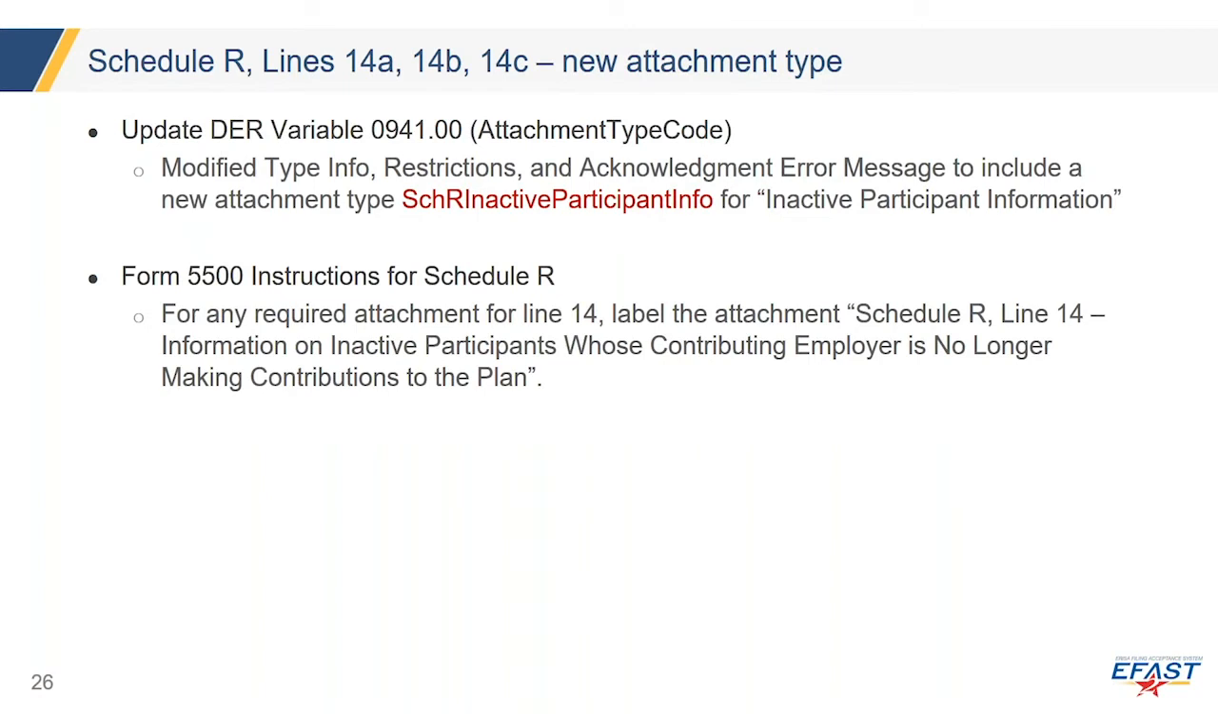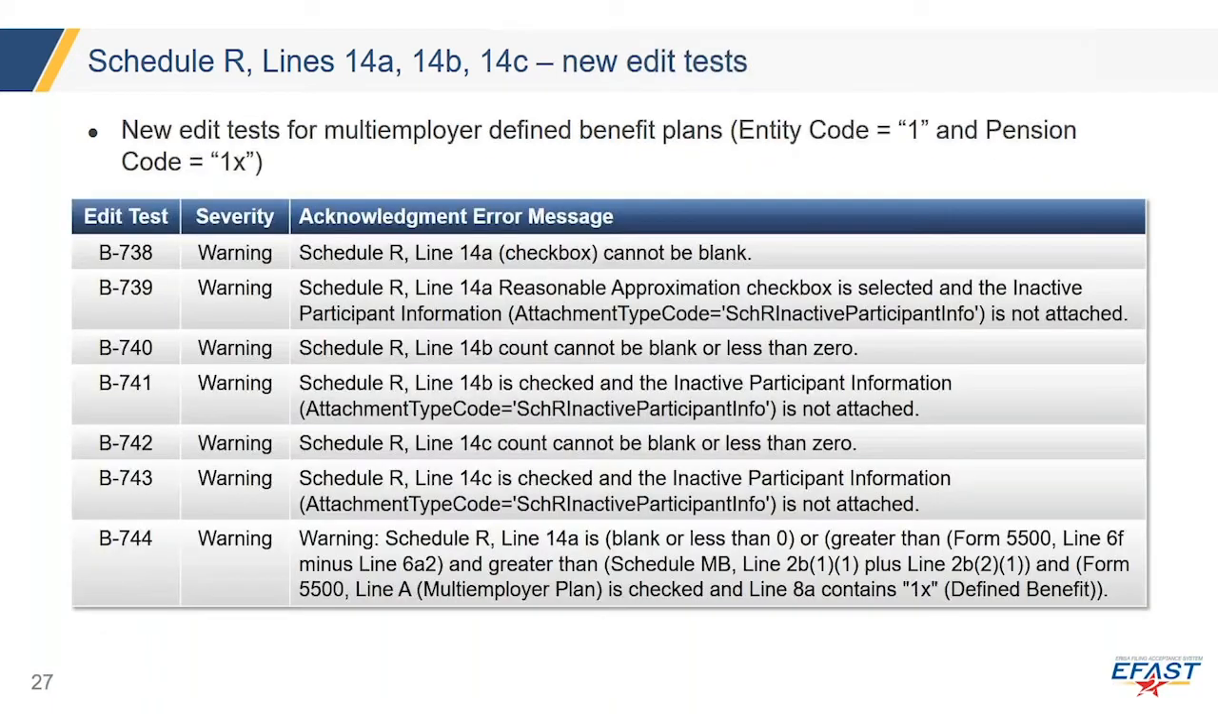The Schedule R inactive participant info is a new attachment type for the Schedule R lines 14A, B, and C. The 5500 instructions for Schedule R includes information related to this attachment. And we'll see the new attachment type here in just a slide or two. All right, several new edit tests are added related to the Schedule R lines 14A, B, and C. We have B738 checks if line 14A is blank.